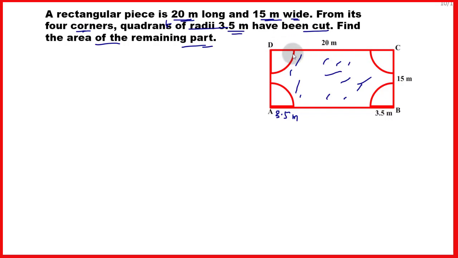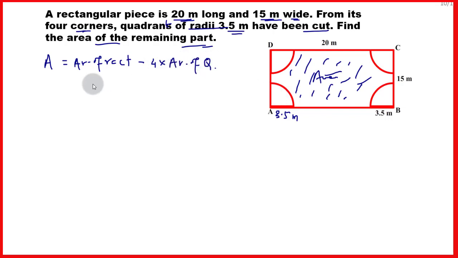ABCD यह एक रेक्टेंगल है, इसके 4 कॉर्नर से 4 क्वाड्रेंट्स निकाल लिए, रिमूव किए, और इस क्वाड्रेंट की जो रेडियस है वो दी है 3.5 मीटर, and we have to find the area of the remaining portion. इस बचे हुए पोर्शन का हमें एरिया फाइंड करना है. तो हम area of the remaining portion we will calculate as area of rectangle minus 4 into area of the quadrant.